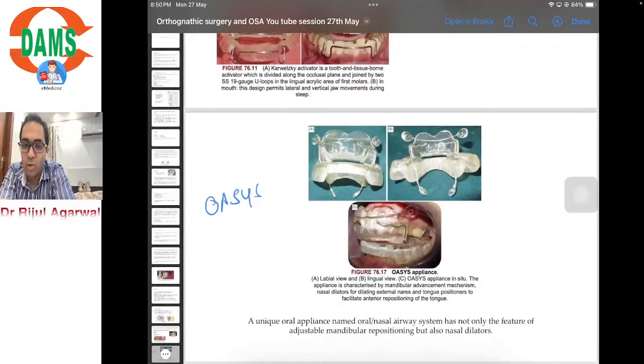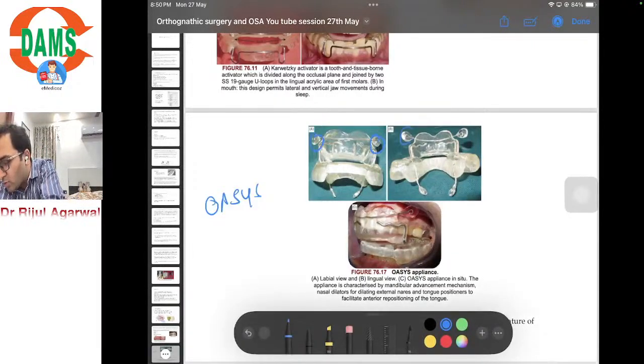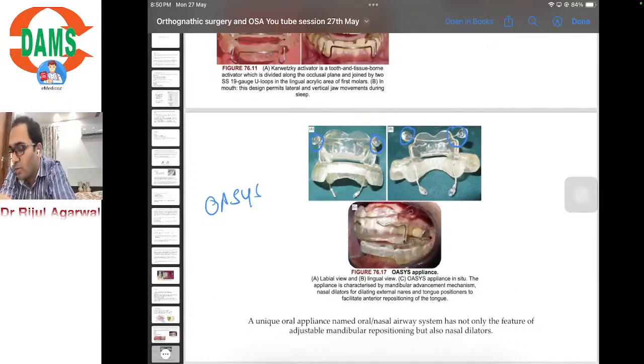This is an oral appliance for oral or nasal airway system. So what is its advantage? Not only does it bring the mandible forward, it has these two bulbs which you can see, which go inside the nostrils and expand them. So they act as nasal dilators. This is the OSS appliance. This is a newer kind of appliance which is used for the treatment of obstructive sleep apnea.